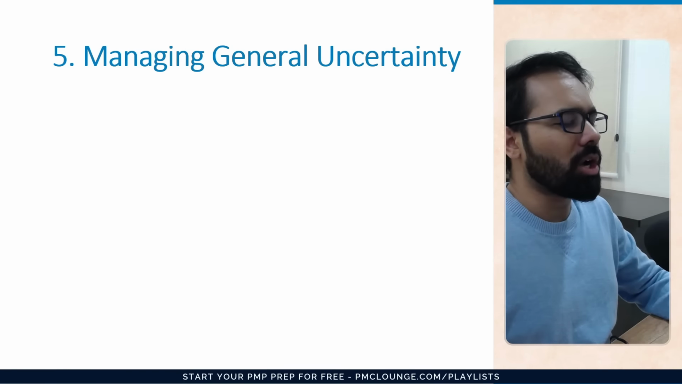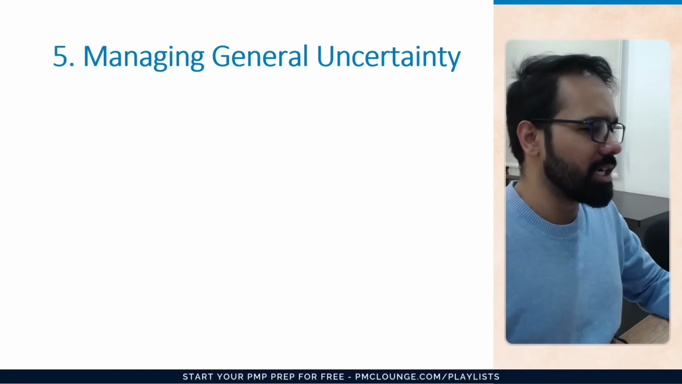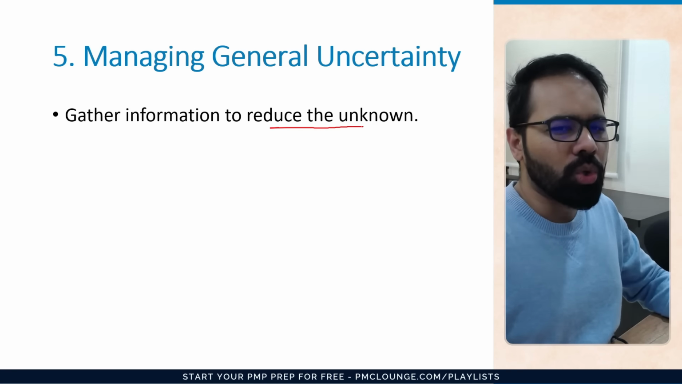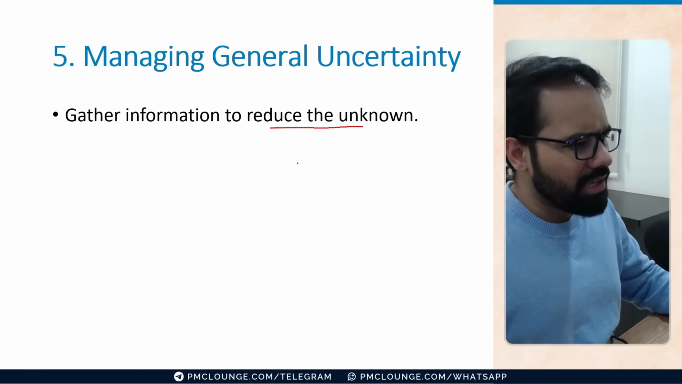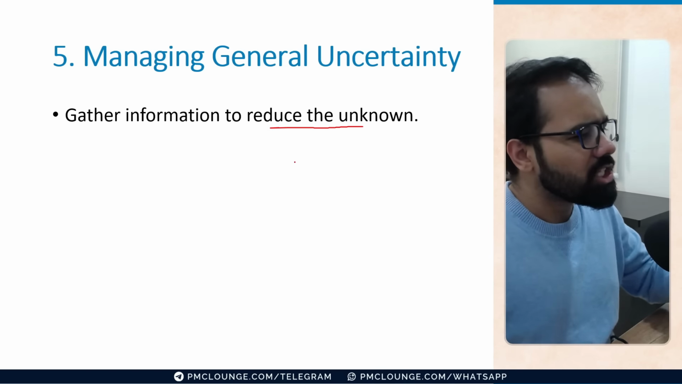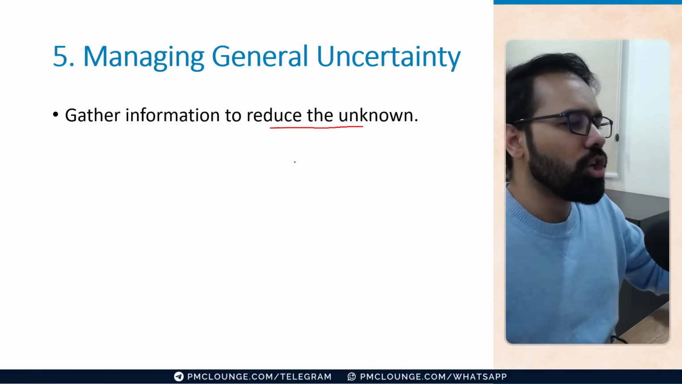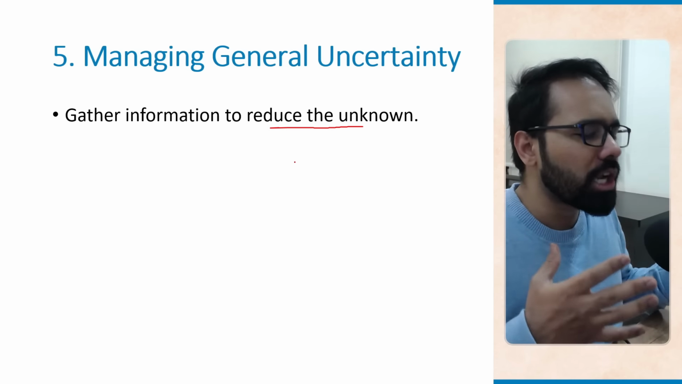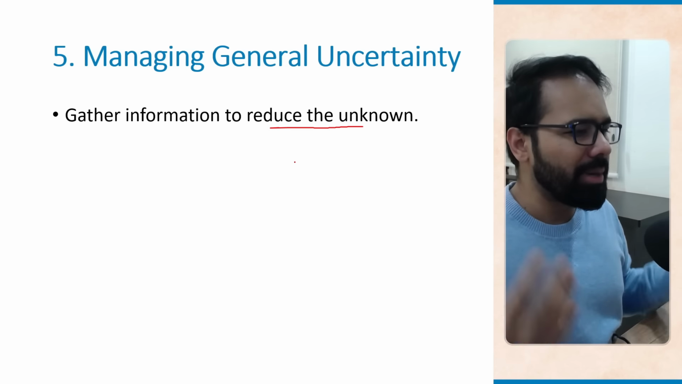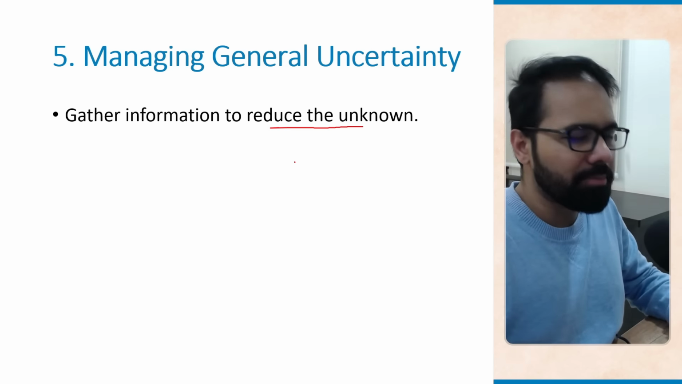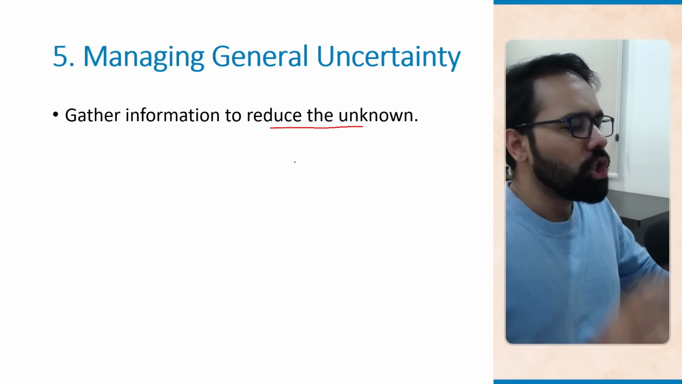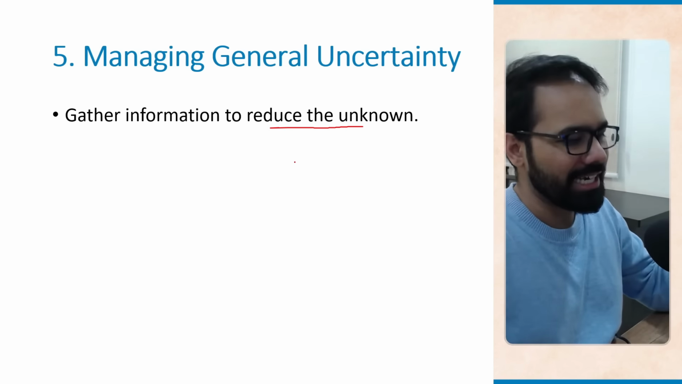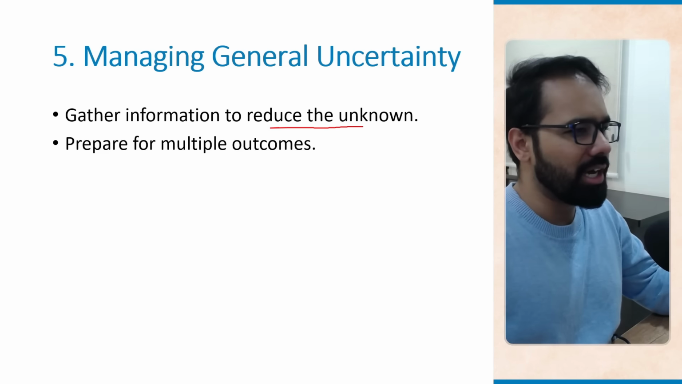Okay, so let's talk about managing general uncertainty. How do you manage general uncertainty on your project? Gather information to reduce the unknown. Conduct research, consult experts, or analyze user data to fill any knowledge gaps. For example, test user flows before committing to a design. So if somebody comes up to you and says that this is a better way of checkout, you should go over the entire flow that the user will have to go over. And this is going to reduce general uncertainty.